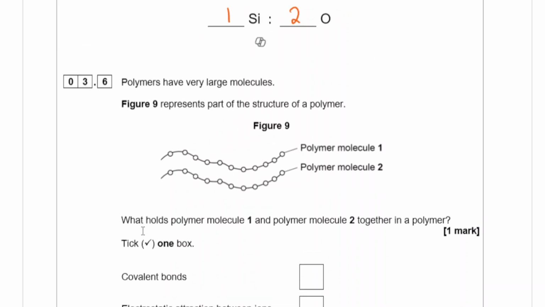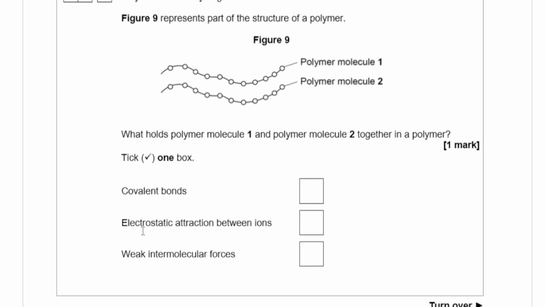Polymers have very large molecules. Figure 9 represents part of the structure of a polymer. So you've got polymer molecule 1 and 2. What holds polymer molecules 1 and 2 together in a polymer? It's not the covalent bonds. These are the covalent bonds. The question is asking what holds these two molecules together. So there must be something attracting these two together. That would be weak intermolecular forces.